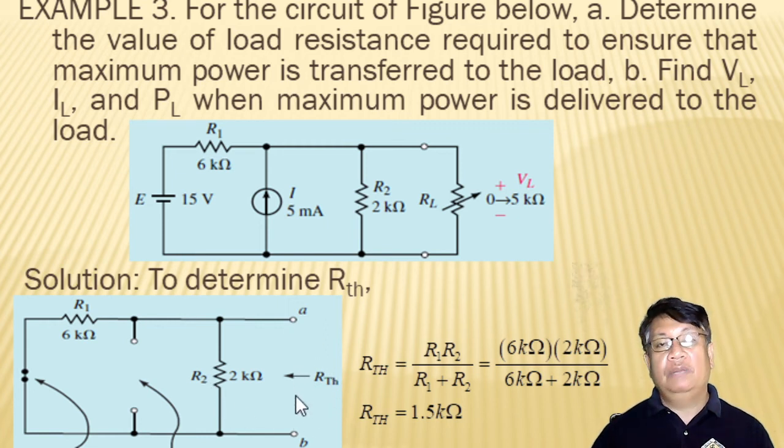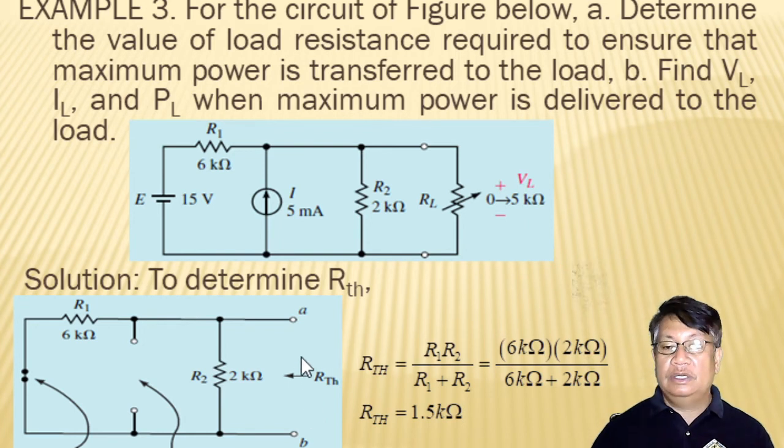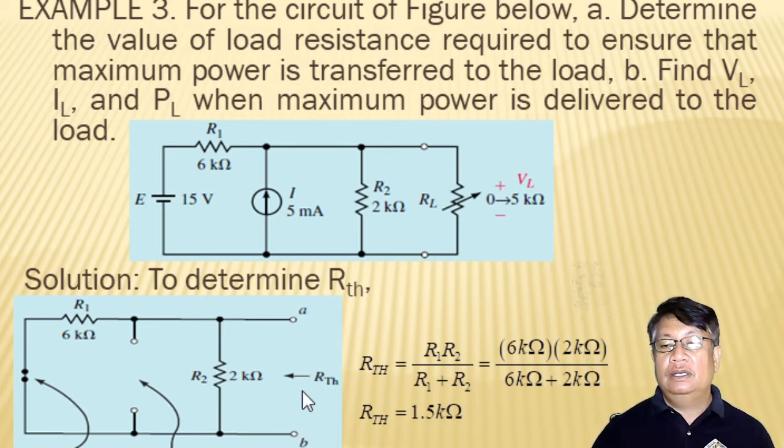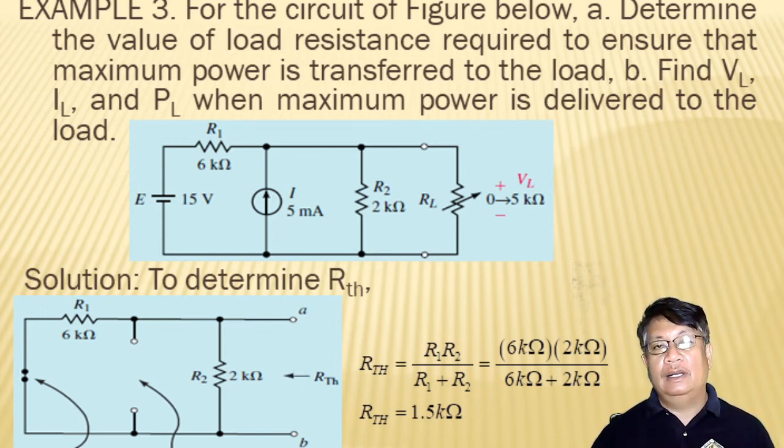If you are going to determine the looking back resistance, or the total resistance, starting from the load side, or terminals A and B as we defined, then that is just applying the solution for parallel circuits, two resistors connected in parallel. Therefore, your Thevenin resistance is just equal to the product of R sub 1 and R sub 2 divided by the sum of R sub 1 and R sub 2. That is simply equal to 1.5 kilo ohms. That is the looking back resistance.